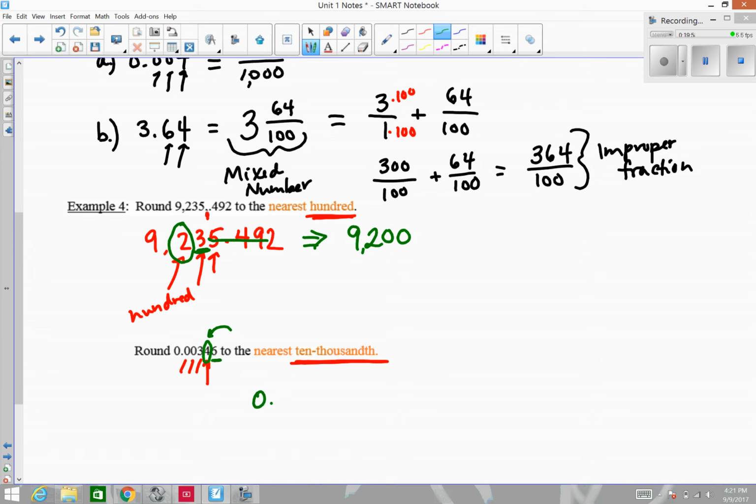And rewrite my number 0.035. The 4 becomes a 5, and I have zeros after that, or nothing at all if it's to the right of a decimal. So here is my value now, rounded to the nearest ten thousandth. Tenths, hundredths, thousandths, ten thousandths. There we go.